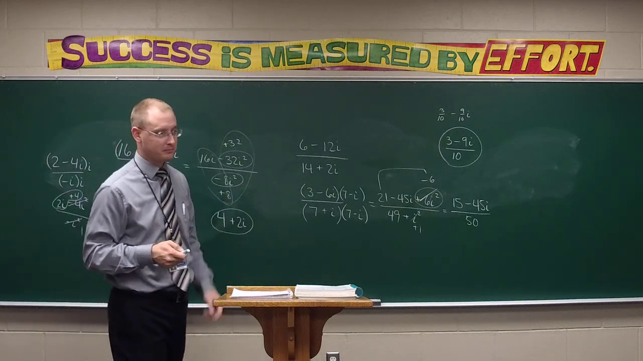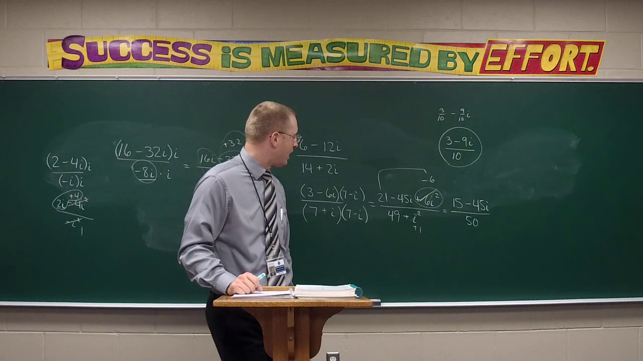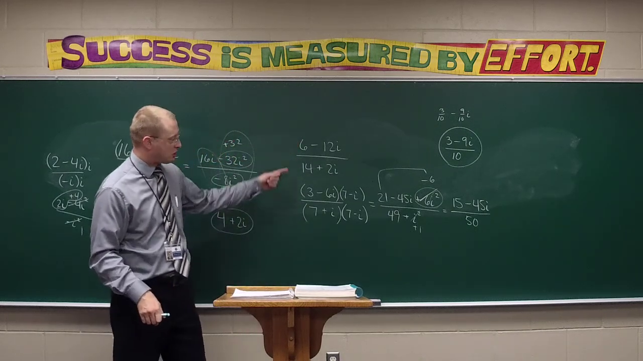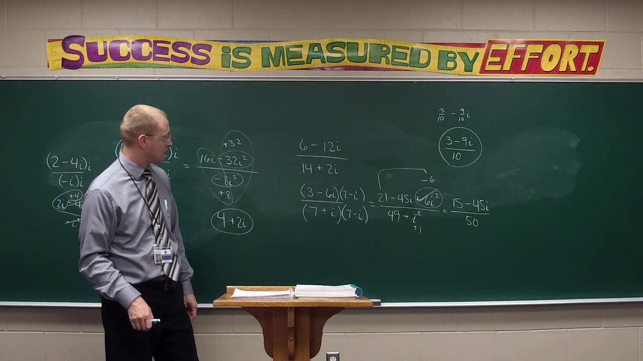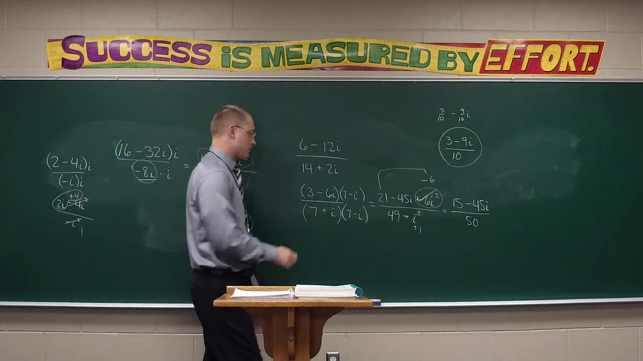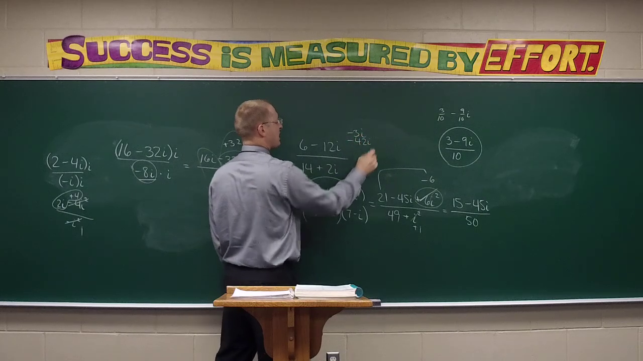Yes, ma'am. I got 17 minus 31i over 50. That's sad. Did you take the 2 out at the beginning? Yeah, but for the FOIL, I got 21 minus 31i minus 4. Oh. Your outer's a negative 3i. The inner's a negative 42. You said you had a 31.